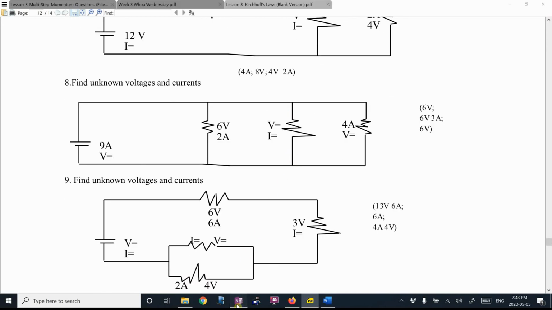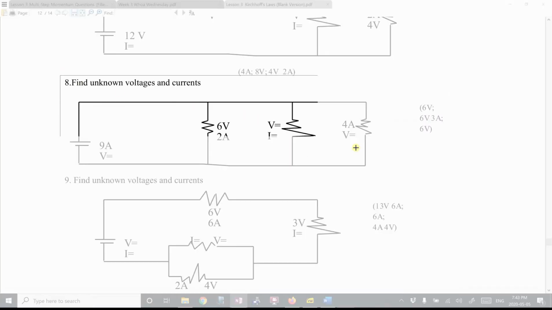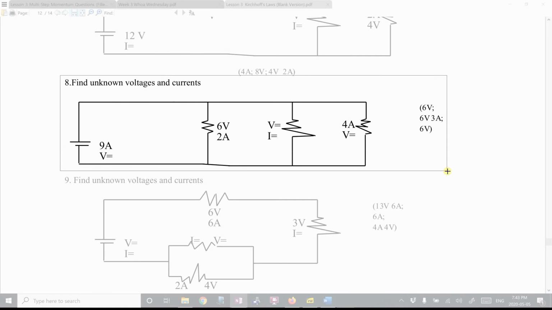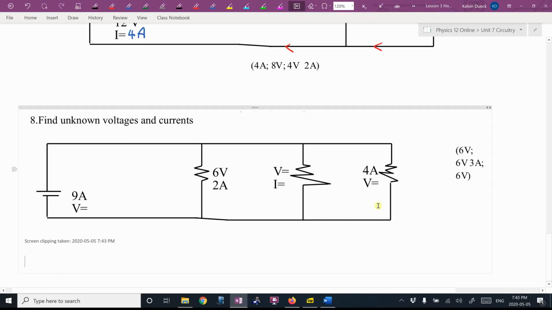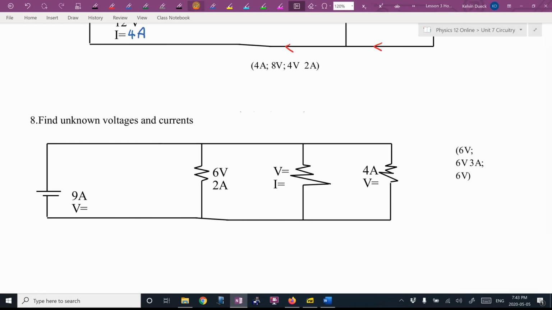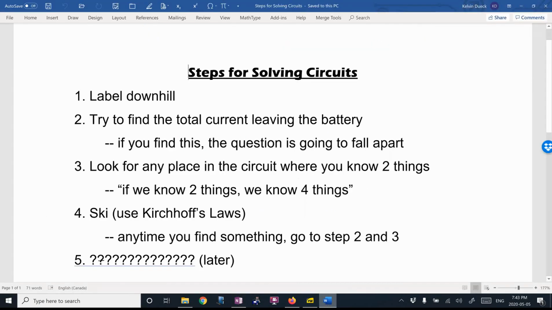Ooh, number 8. I like that. Find the unknown voltages and currents. And if I wanted to, I could use P equals V times I and find the power. All right, step 1, label downhill. That's downhill. That's downhill. Step 2, try and find the total current leaving the battery.